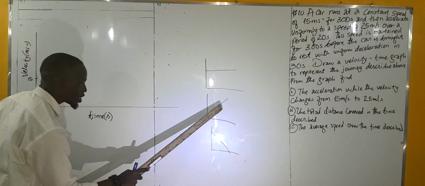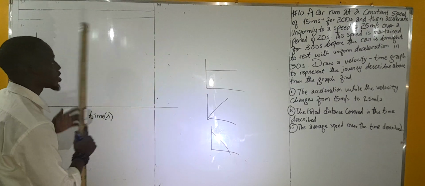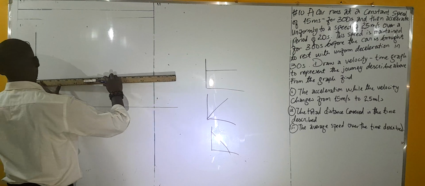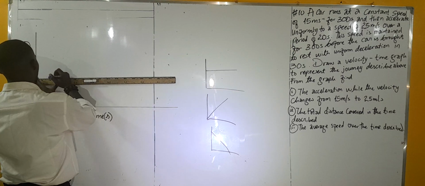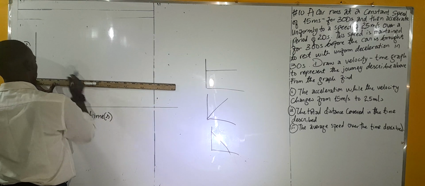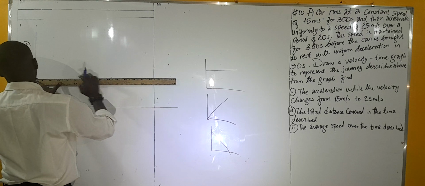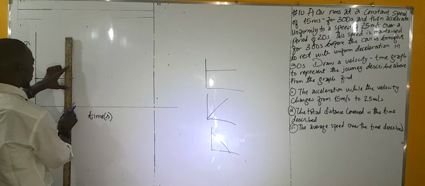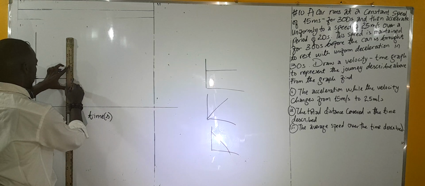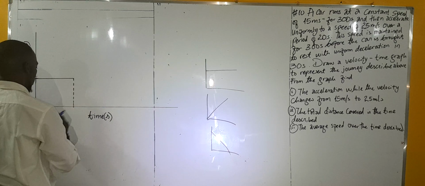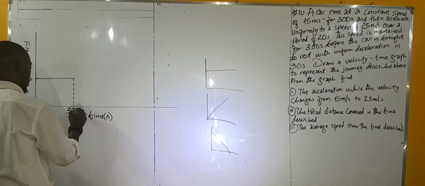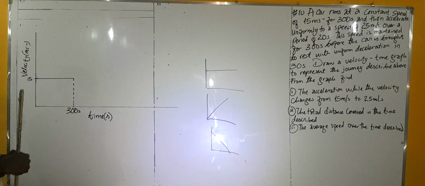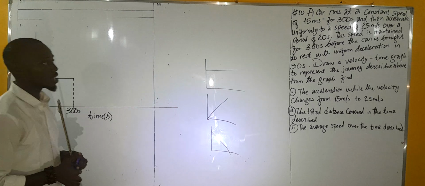Okay, sorry. 15 meters per second at a constant speed. Will it be this or this or this? This. For what? 300 seconds. So I'm going to draw a straight line like this for 300 seconds. I'll trace it. Can I continue? Yes.